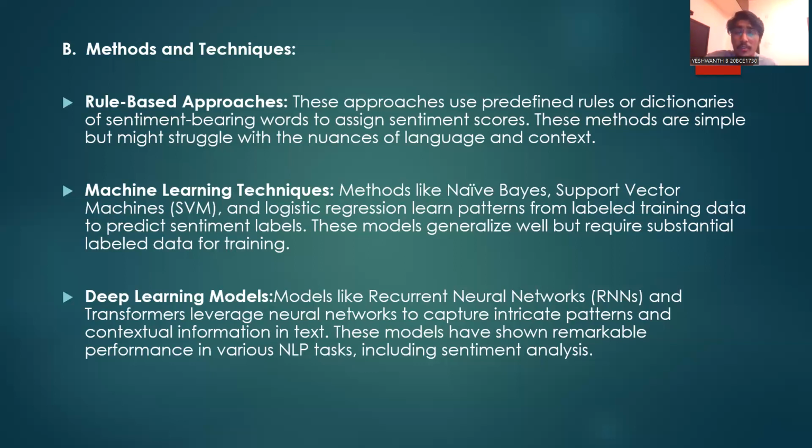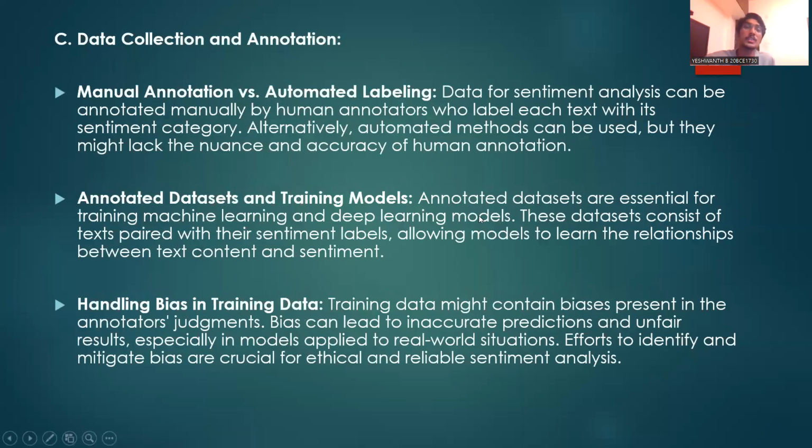So deep learning models like recurrent neural networks and transformers leverage neural networks to capture intricate patterns and contextual information in text. So we've come across CNNs. So the recurrent neural network is the most advanced. These models have shown remarkable performance in various NLP tasks, including sentiment analysis. So data collection and annotation. This is the most vital part of sentiment analysis. So we have to understand this so that we'll get a brief idea about sentiment analysis.